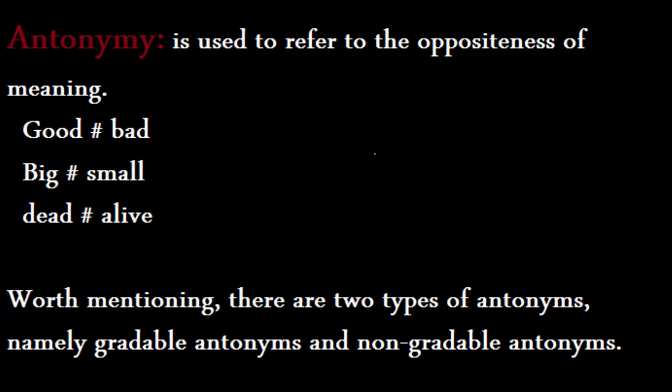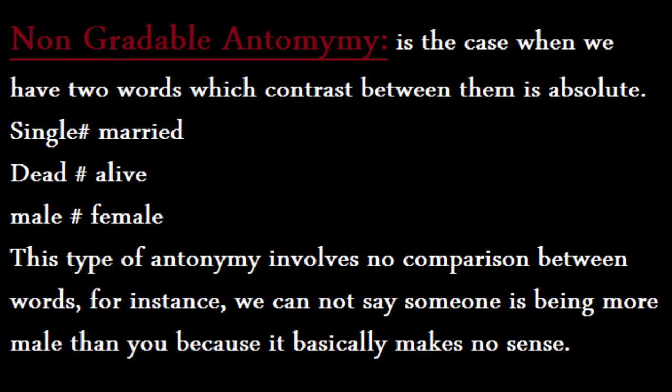Antonymy is used to refer to the oppositeness of meaning. For example, good and bad, big versus small, dead and alive. Worth mentioning, there are two types of antonyms, namely gradable antonyms and non-gradable antonyms. Let's start with non-gradable antonymy.